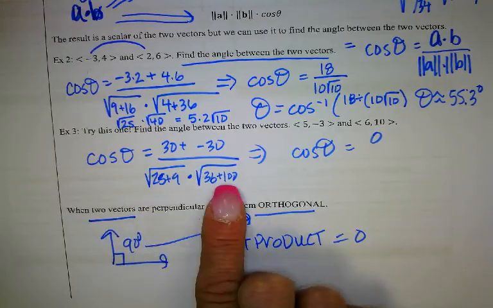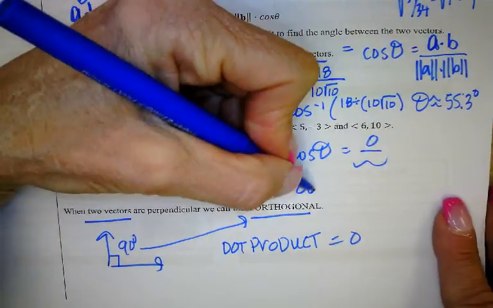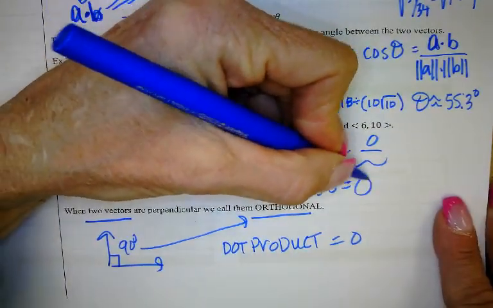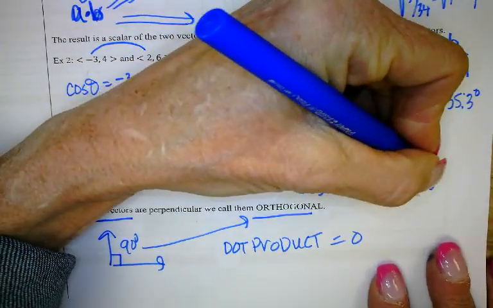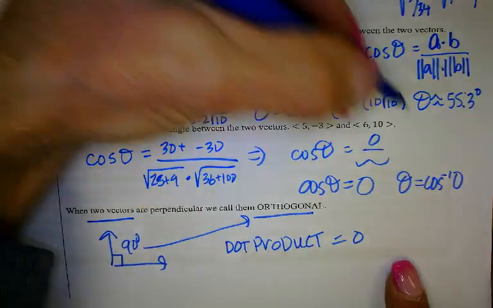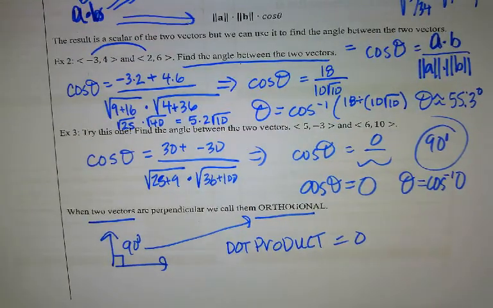I'm solving the problem to find the angle. What angle has a cosine of 0? Or theta is the inverse cosine of 0, which is 90 degrees. Your calculator will tell you. So when the dot product is 0, it tells you that your two vectors make a 90-degree angle with each other. They're perpendicular, or in vector language, orthogonal.